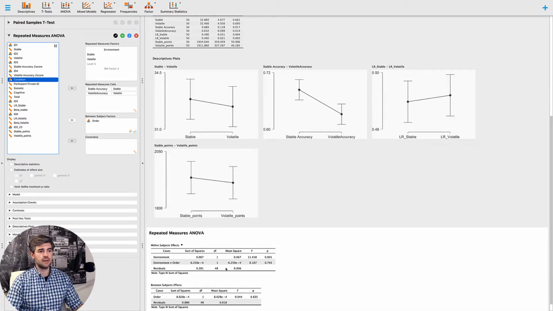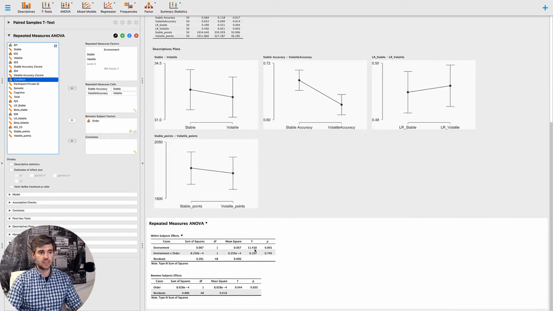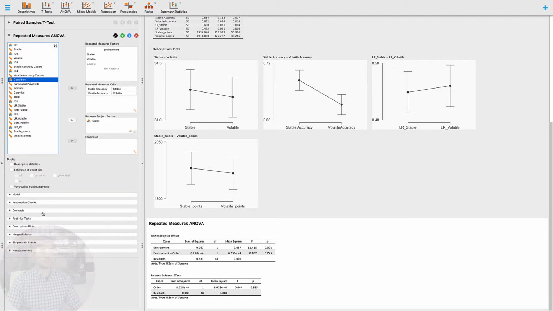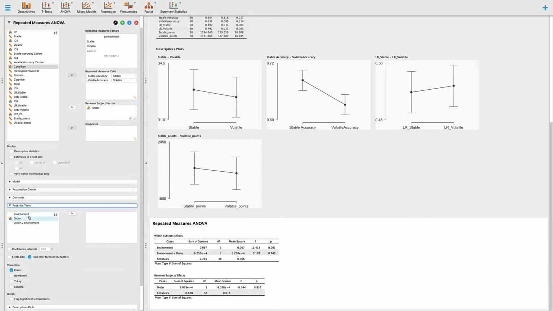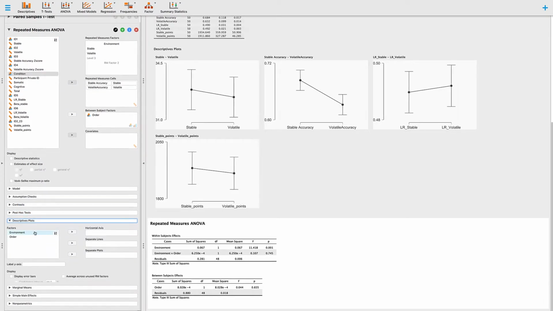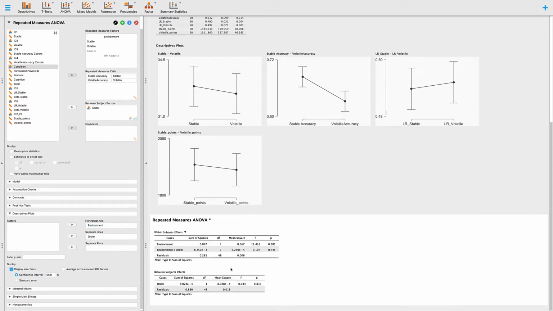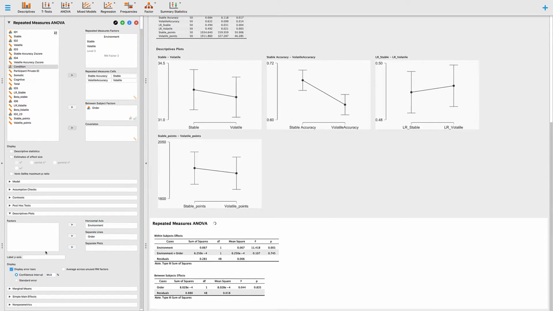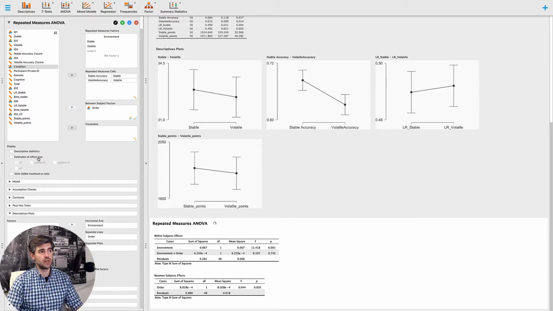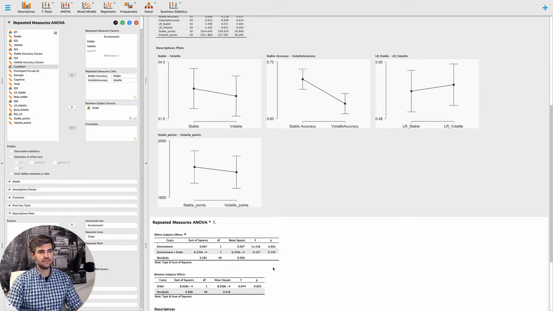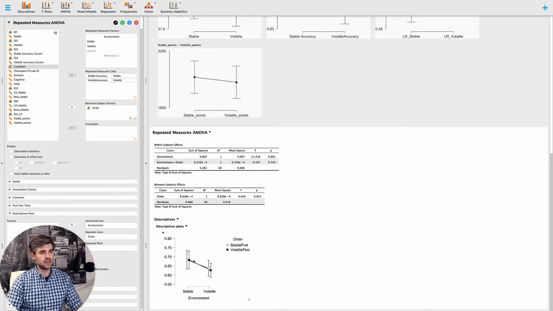And we can see under here, it's run the calculations, and it told us that there is a main effect of environment. So let's actually pull up a plot, because I think it always looks better in a plot. I'm going to make the order separate lines, and I'm going to make the environment the horizontal axis, and I'm going to add some error bars to this as well. And here we go. So this illustrates the data perfectly.